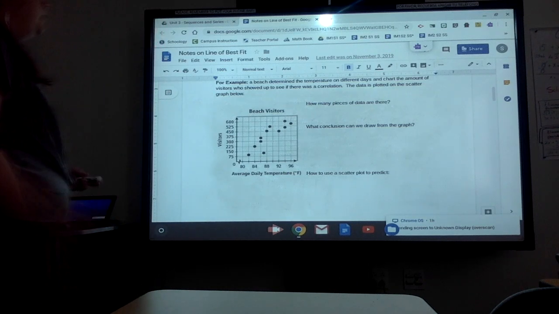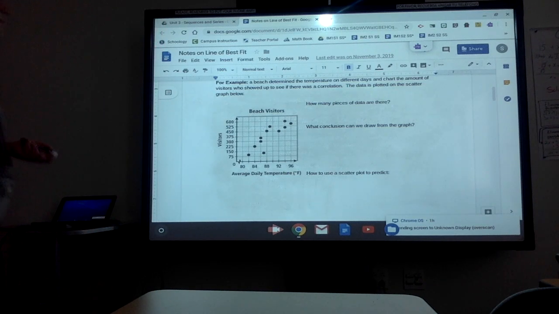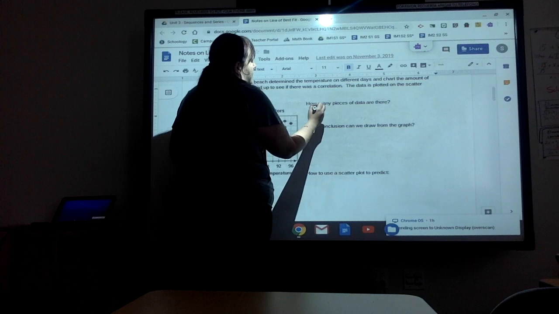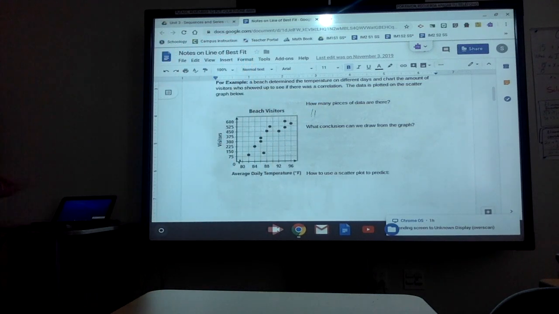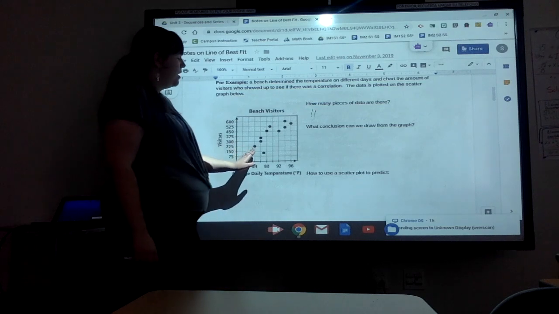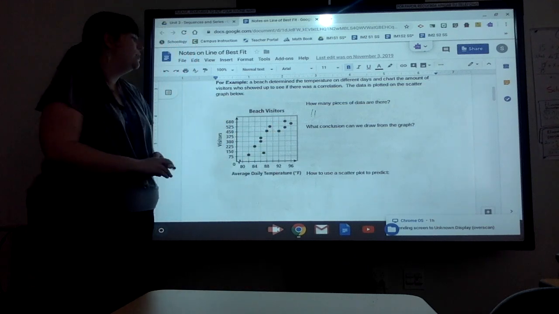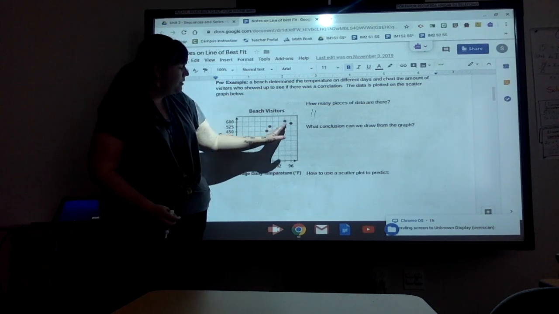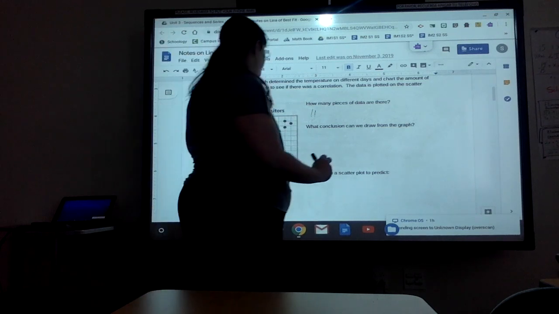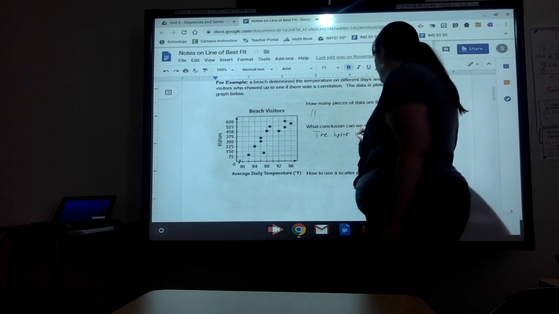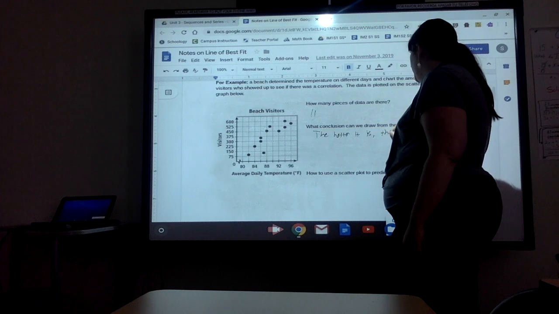So first of all, when there's a scatter plot, you're going to ask yourself, how many pieces of data are there? If I count, there's 1, 2, 3, 4, 5, 6, 7, 8, 9, 10, 11. So there's 11 pieces of data. And then the second thing I can ask myself is, what conclusions can I draw in general? For example, I know that in general, as it gets hotter, these dots are going up. The amount of people is getting higher, right? So in general, it starts low and then gets higher the hotter it gets. So I can draw the conclusion that the hotter it is, in general, there will be more people at the beach.